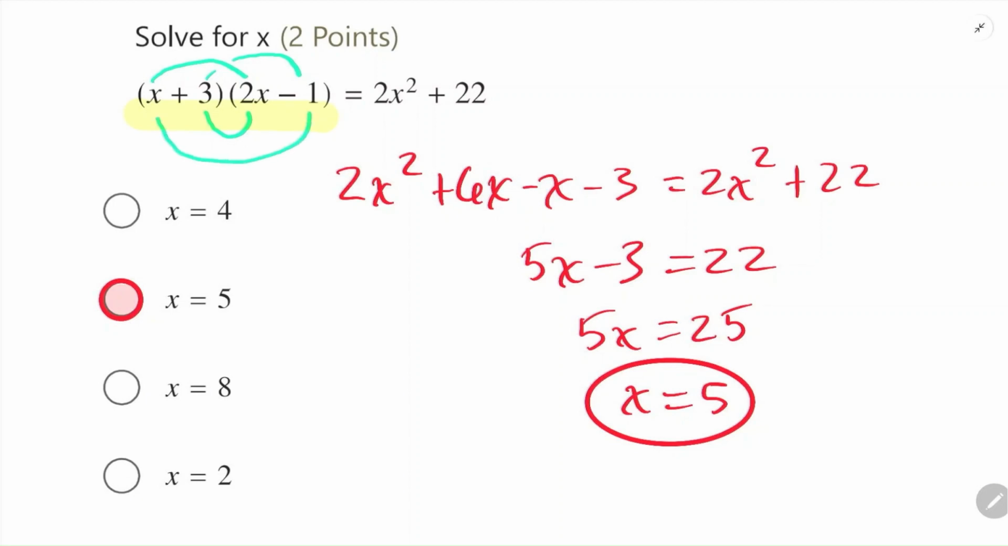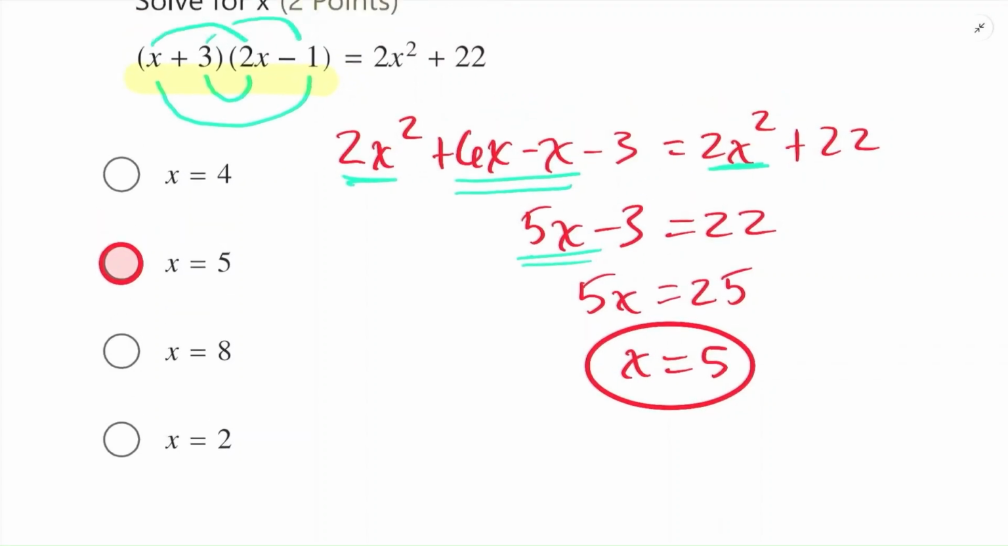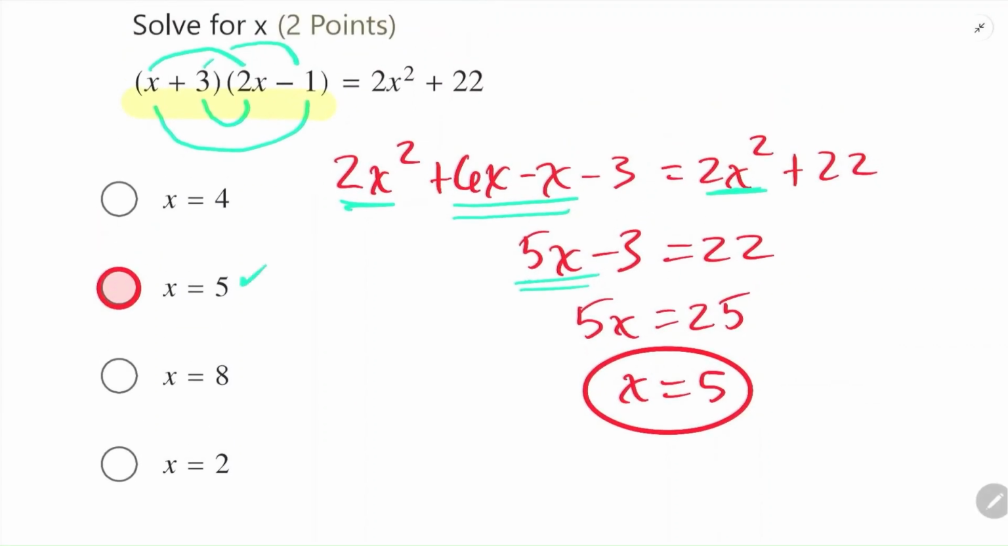So if that seems confusing, feel free to use a generic area model and do that multiplication. But I did subtract 2x squared from both sides because I had that on both sides. And then I also combined the 6x minus x. 6 of them minus 1 of them gives me just 5 times x. So 5x minus 3 is 22. 5x is 25. X has to be the number 5. And if you plug that in, it should definitely make both sides of that equation the same.